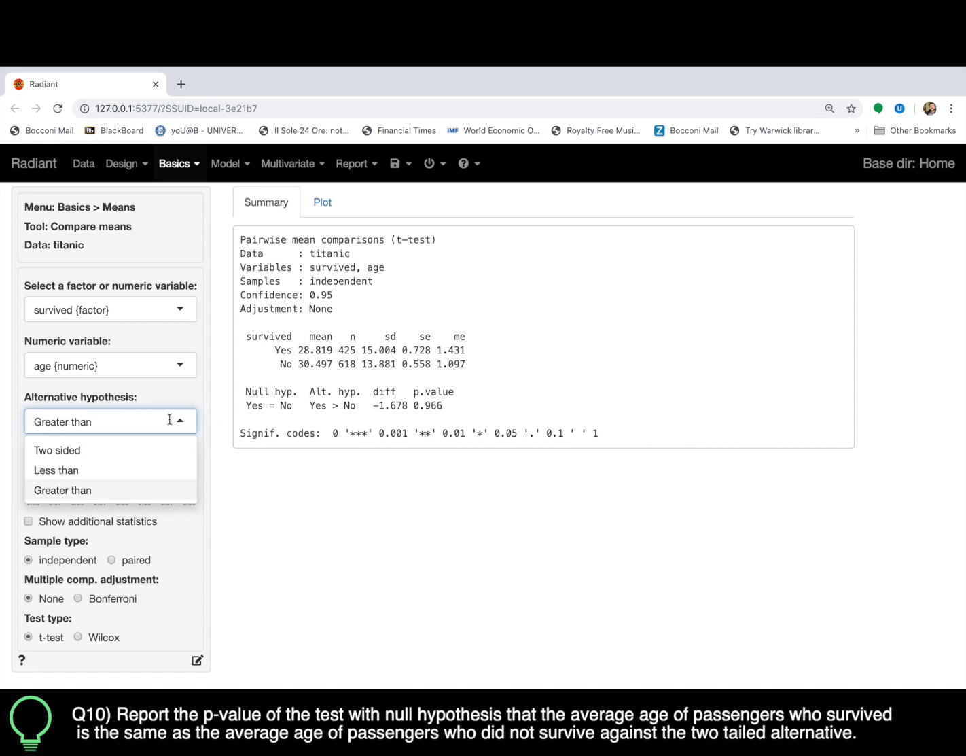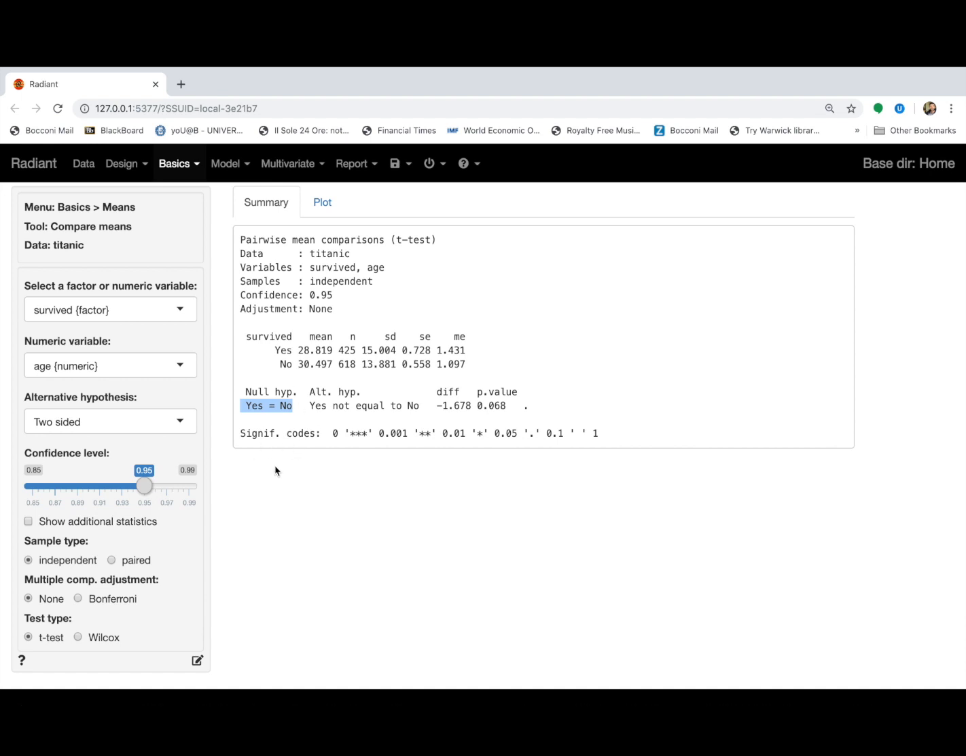if we consider the two-sided, two-tailed alternative, okay, the p-value for this test is 0.068. So at the usual confidence level of 95%, that corresponds to a significance of 5%, we wouldn't reject the null hypothesis that these two groups had the same average age.